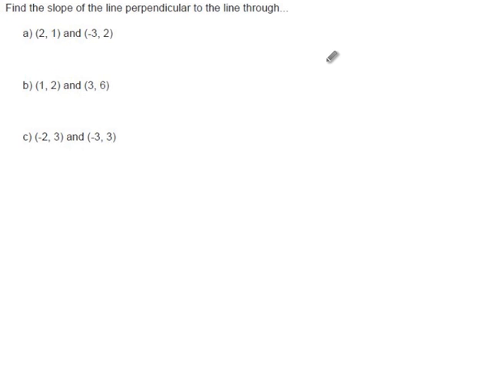Find the slope of the line perpendicular to, okay, so 3 iterations of the same calculation: just find a slope and then find the slope perpendicular to it. You can always get a slope by doing rise over run, or y2 minus y1 over x2 minus x1.